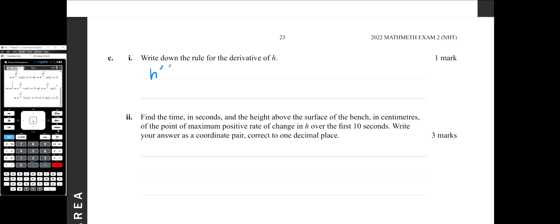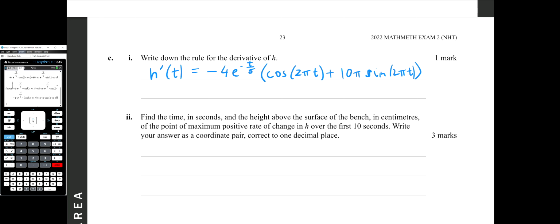So h dash of t, the derivative, is equal to negative 4e^(-t/5) times cos(2 pi t) plus 10 pi sine of 2 pi t. Of course, the expanded version will be acceptable as well. So one marker, you basically just put it in the calculator and write down the output. There we go.